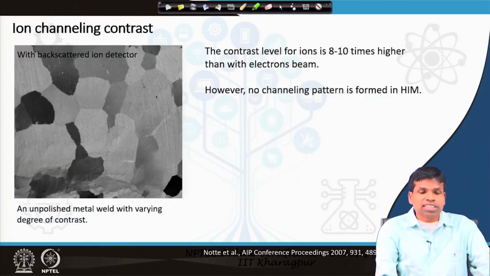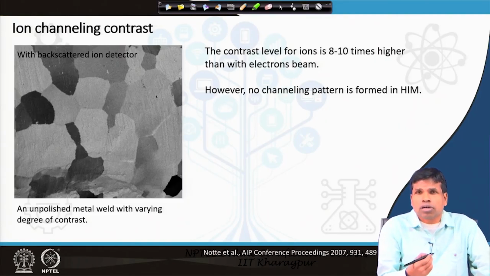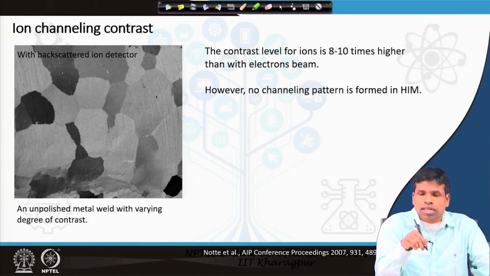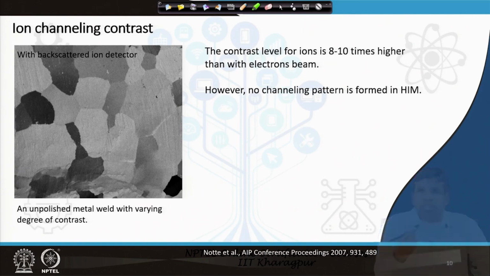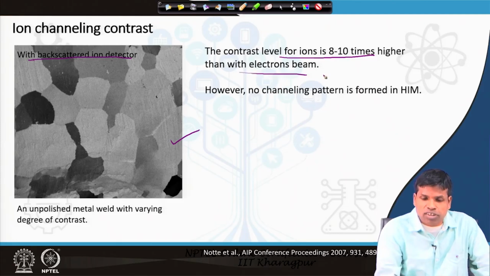If we talk about ion channeling contrast, ion channeling is like electron channeling. Ions will channel inside the specimen and then they will come out or not come out. When ions channel deeper into the specimen, fewer secondary electrons will come out. If they do not channel much deeper, more secondary electrons will come out, and therefore it gives different contrast levels. This image is with a backscattered ion detector, though the secondary electron ion detector also gives similar photographs, and the contrast level for ions is 8 to 10 times higher than with electrons.